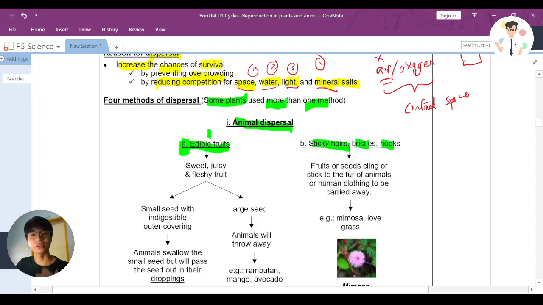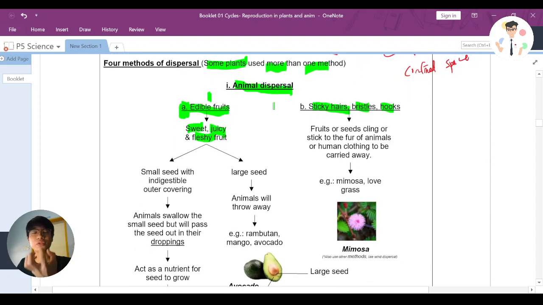Let's focus on A first, edible fruits. This basically means that the fruit is attractive enough for the animals to eat. The fruit must be sweet, juicy, and fleshy, so it will attract the animals to eat. However, inside the fruit we have seeds, which can be small or large. If it is a small seed, it is meant for the animal to swallow. But if swallowed and digested, how does the seed survive? Nature is amazing. This small seed has an indigestible outer covering, so it will be swallowed, but the seed will not be digested by the animal.